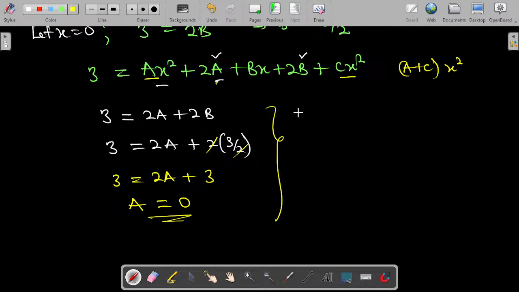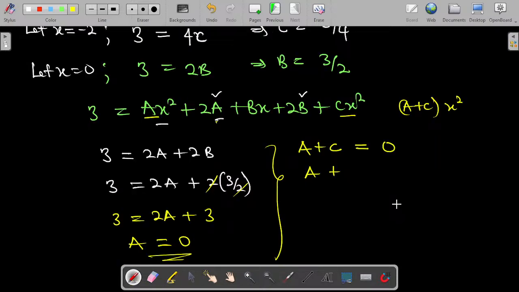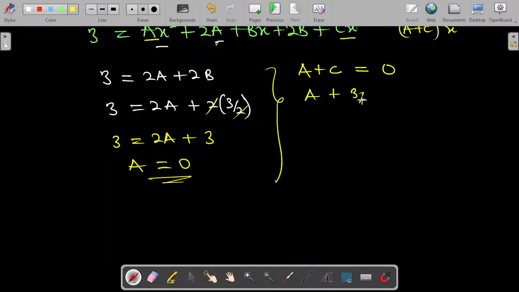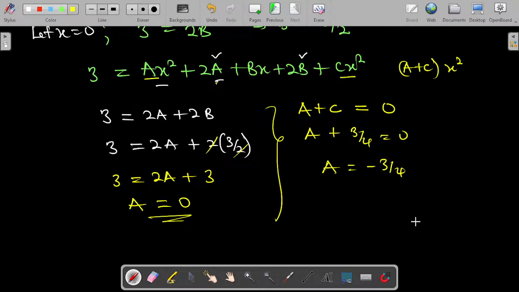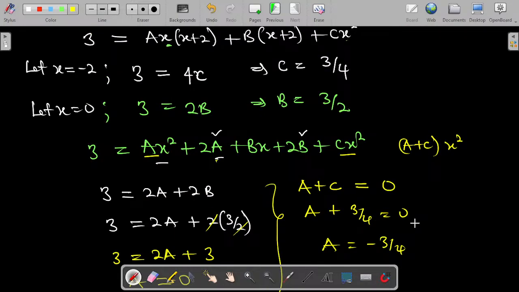So that's going to give us, on the left hand side there is no x squared, so that means our a plus c is going to be equal to 0. So we already have our c as 3 over 4. So that means we have 3 over 4 equal to 0, and so our a is minus 3 over 4. Clearly you can see here that the two of them are not the same, which is not supposed to be. Both of them are supposed to be the same.